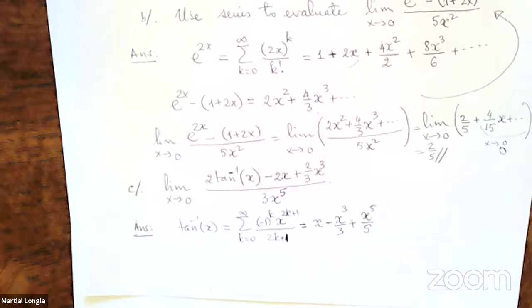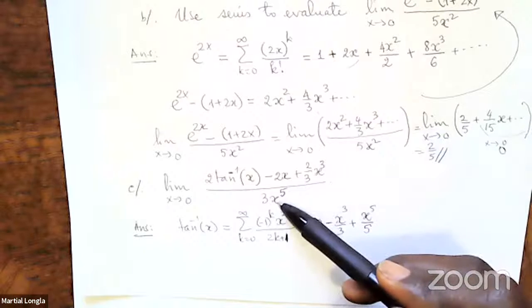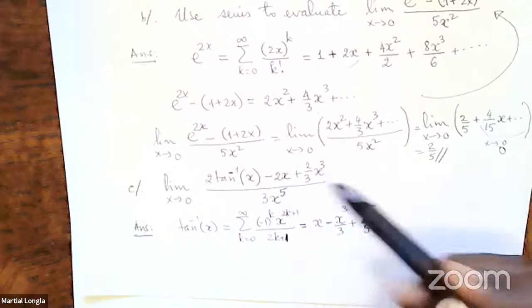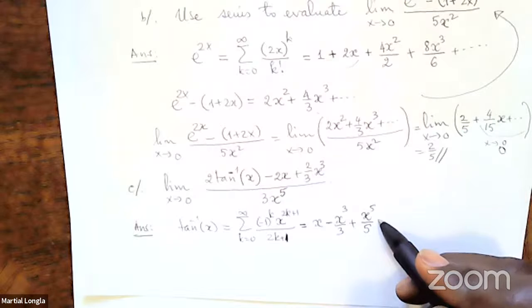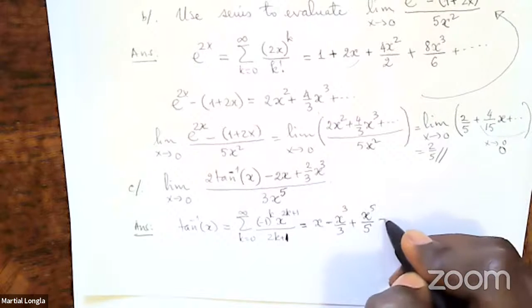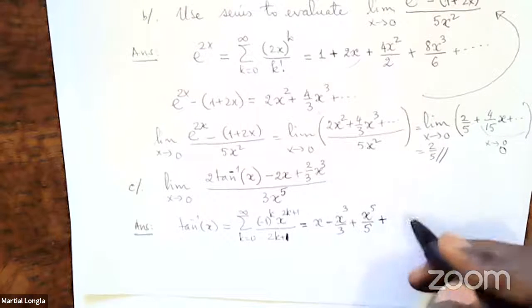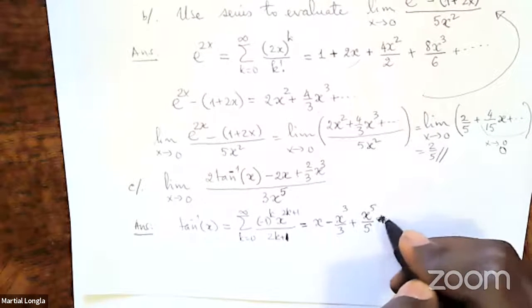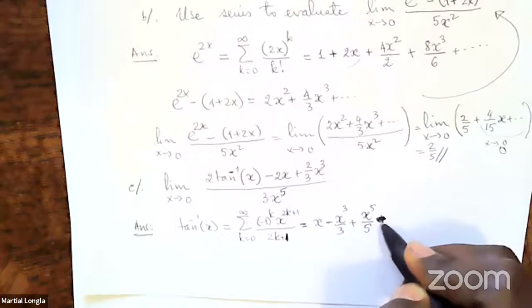And then you notice that the denominator here is x to the 5th. So at least here you must reach and pass x to the 5th before you stop, okay? So here you need one more term. What will it be here? It will be a minus, right? Yeah, minus x to the 7th over 7.